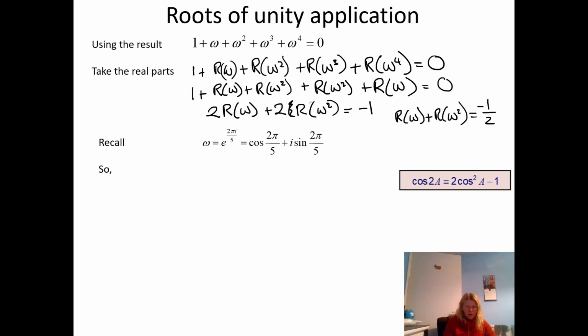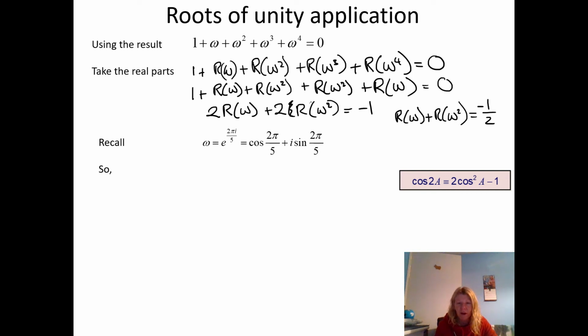So, there's another part of the question. The other part of the question said, what is the exact value of cos 2 pi over 5? Well, just stick it in the calculator and find out. Bingo, off we go. No, that's not allowed. You have to show it, hence with this bit here that we've got.